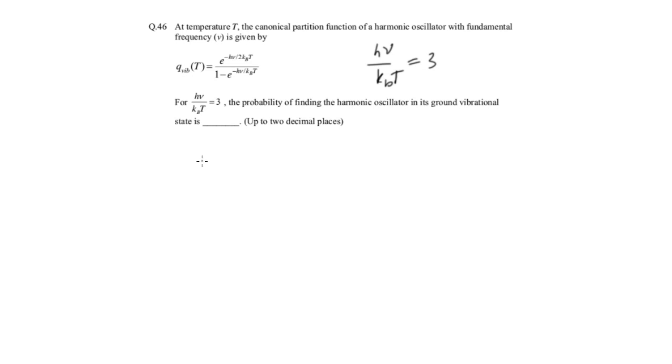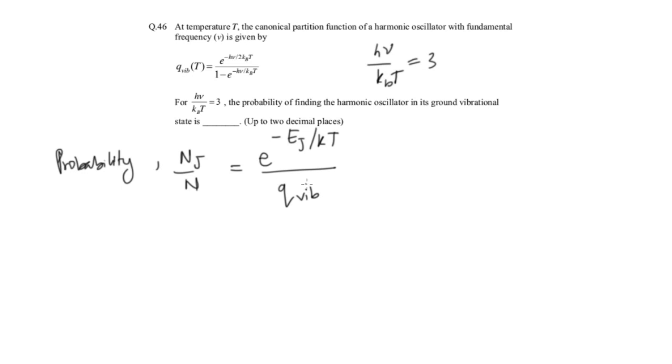Now what they are asking is to find out the probability of finding the harmonic oscillator in its ground state or ground vibrational state, right? So the probability is given by this formula, that is Nj divided by N. Nj is the number of particles in that particular level, and N is the total number of particles, okay? So it will be given by this, that is e to the power minus Ej by kT divided by q vibrational, okay? So this is what you are going to get.